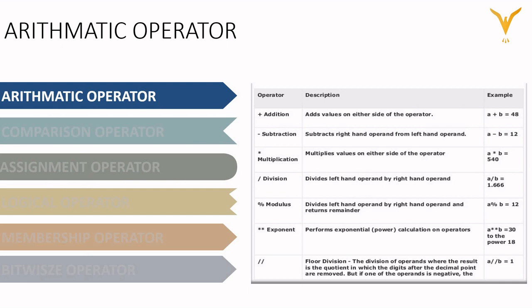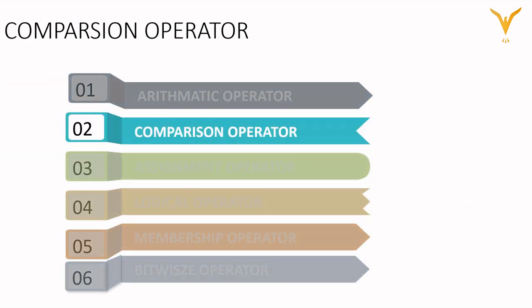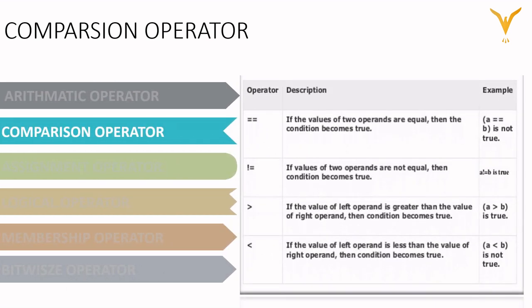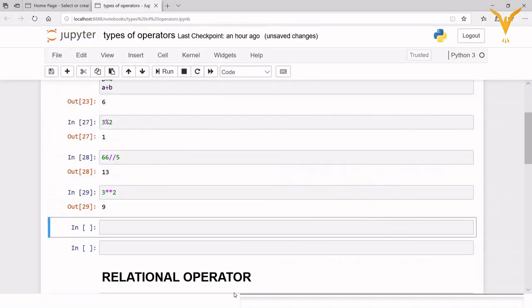Then next we have comparison operator. Comparison operators are also called relational operators, and they give you a boolean value, that is either true or false. So some of the comparison operators are equal to, then we have not equal to, less than, greater than, less than equal to, greater than equal to. So let's see the example for comparison operator.